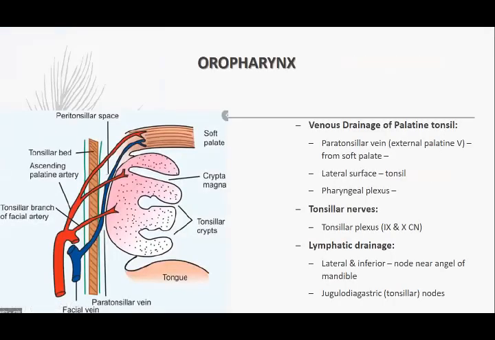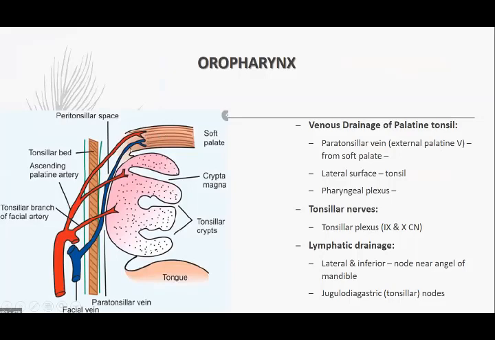Venous drainage is key important because during tonsillectomy, when there is hemorrhage, that simply means कि यहाँ पे the surgeon has failed to ligate or tie up the vein, because that is lying immediately outside the capsule. इसको paratonsillar vein कहते हैं.